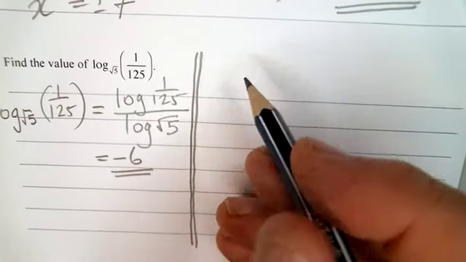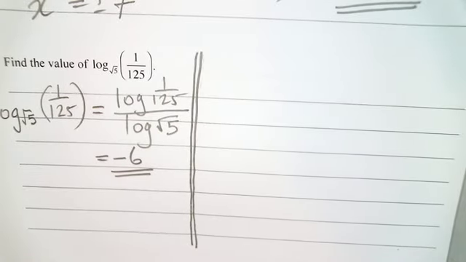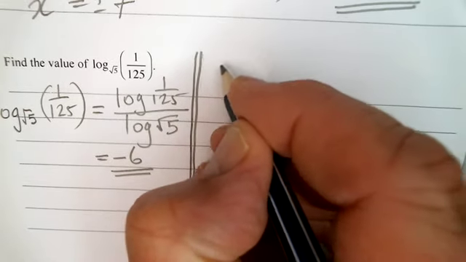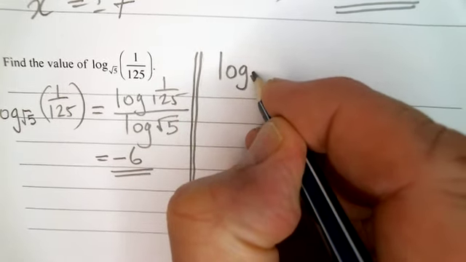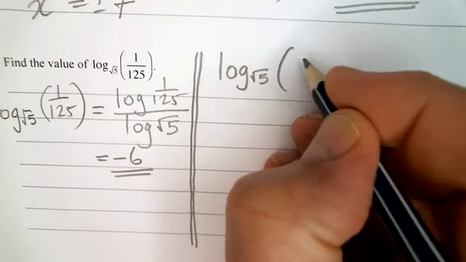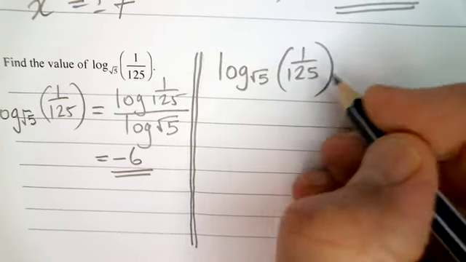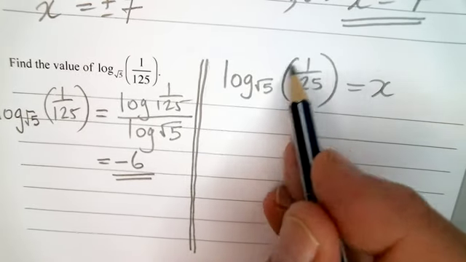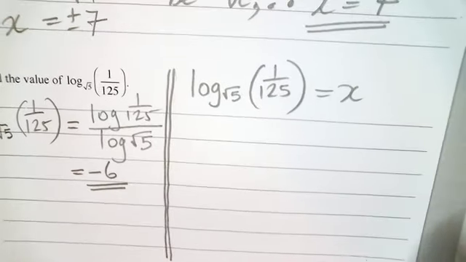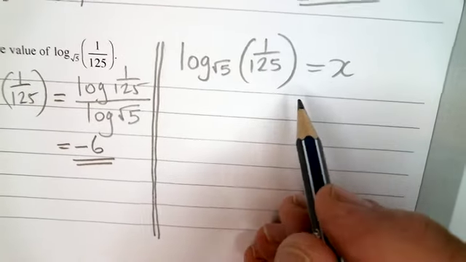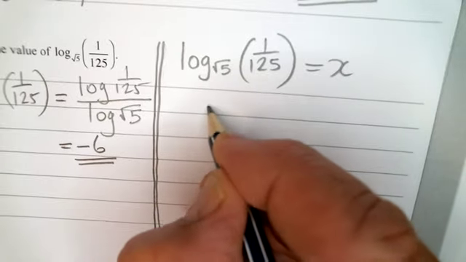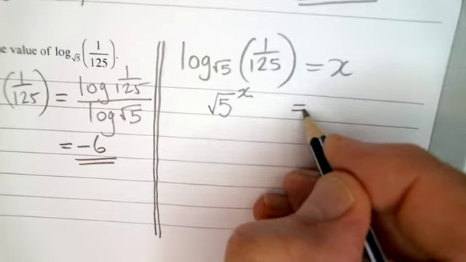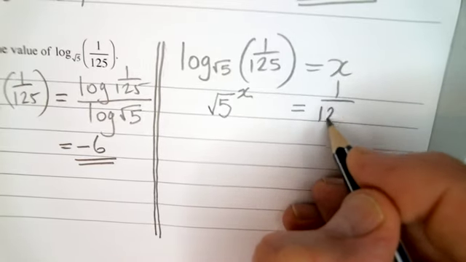Chances are they're going to expect you to be able to turn that into index form. So I'll restate it: log base root 5 of 1 over 125, and we'll just call it equal to x. This is the power, here is the base, and here is the answer, or the solution. So let's write that now in index form. The base is root 5, so root 5 to the power of x is equal to 1 over 125.